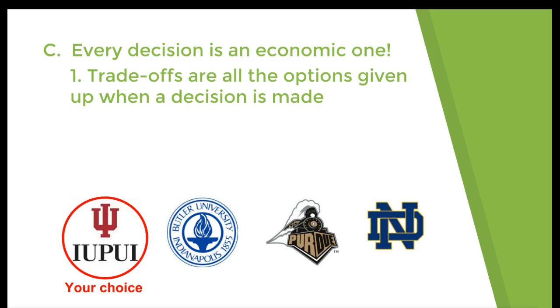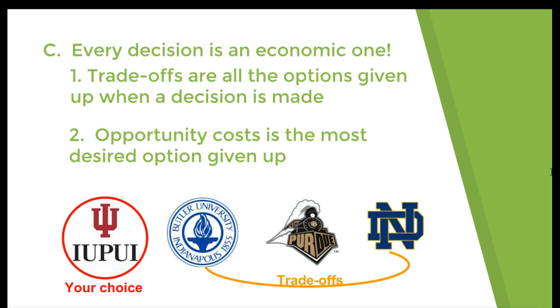Now, my trade-offs are going to be all the other things that I did not choose. Because I chose to go to IUPUI, I can't go to Butler, I can't go to Purdue, and I can't go to Notre Dame. So as a result, those are all my trade-offs. Now within my trade-offs, I will have one opportunity cost. My opportunity cost is the most desired option that I give up. In other words, it's second choice, second place. What am I giving up? Because I chose to go to IUPUI, my runner-up, it's like a Miss America contest here, may be Purdue. That's my opportunity cost, okay? So keep in mind that trade-offs are all the different things that I did not choose. Opportunity cost is just one thing, the second most important thing I give up.